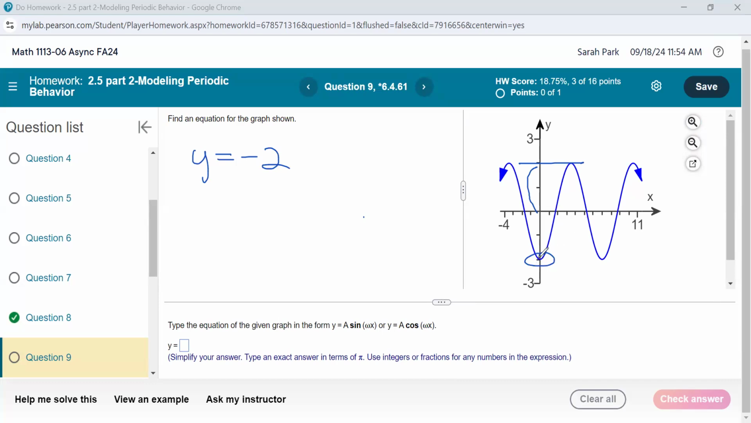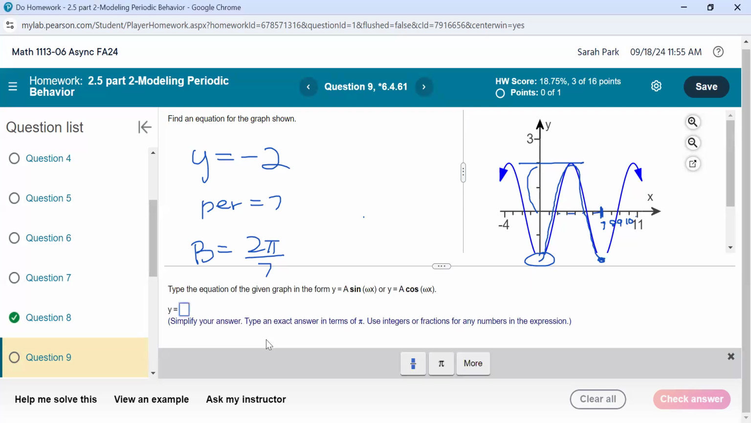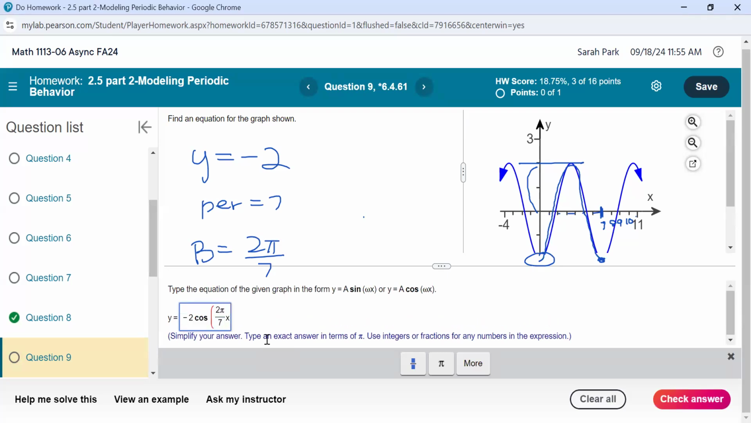The period is from the lowest point to the highest and back to the lowest. And if this is 11, and I know this, it has to end there. Let's see. So this is 10, 9, 8, 7. See, 1, 2, 3, 4, 5, 6, 7. So the period is 7. And you have b equaling 2 pi divided by the period. So it's 2 pi over 7. And so this one is cosine, or -2 cosine of 2 pi over 7x.